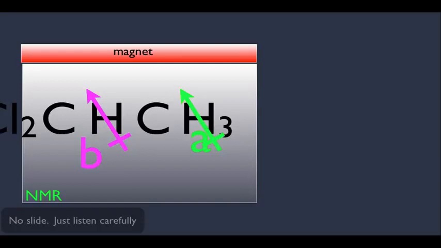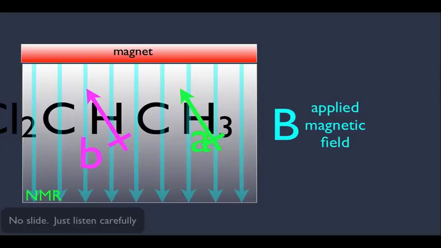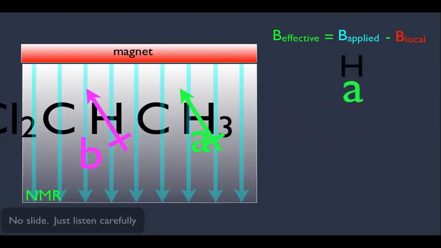And of course, we know how it works. We turn on the NMR, and the B applied magnetic field is generated. Also, let's place our formula here that helps us out with shifting: B effective equals B applied minus B local. So here we go. Let's focus on that HA hydrogen. Again, why is he a doublet? Well, take a look at the B hydrogen. Remember, the B hydrogen is the one that's going to split his signal.